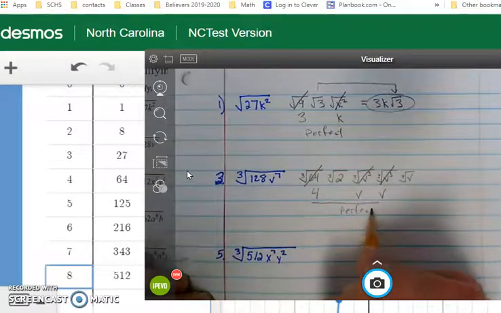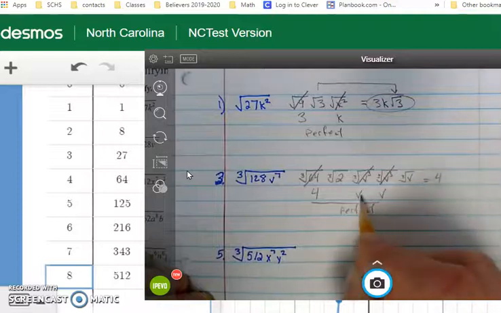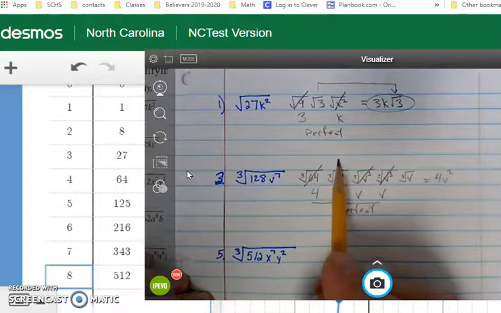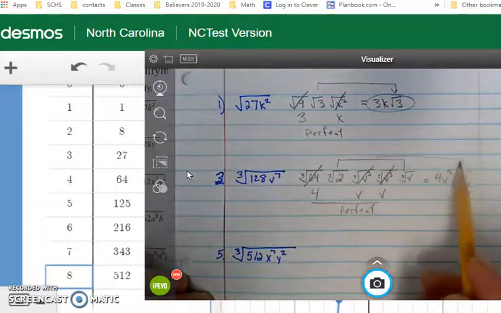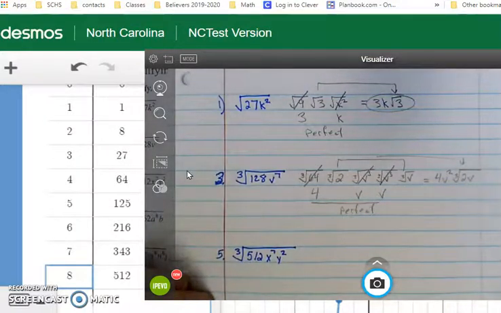And I'll put those together for the coefficient. So that's going to equal 4. And since I have 2 v's, that's going to be v squared. The non-perfect ones here go on the inside. So I've got the third root of 2v.